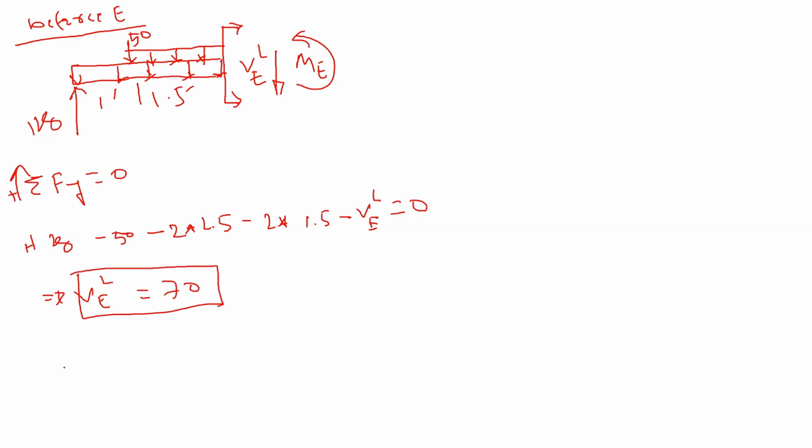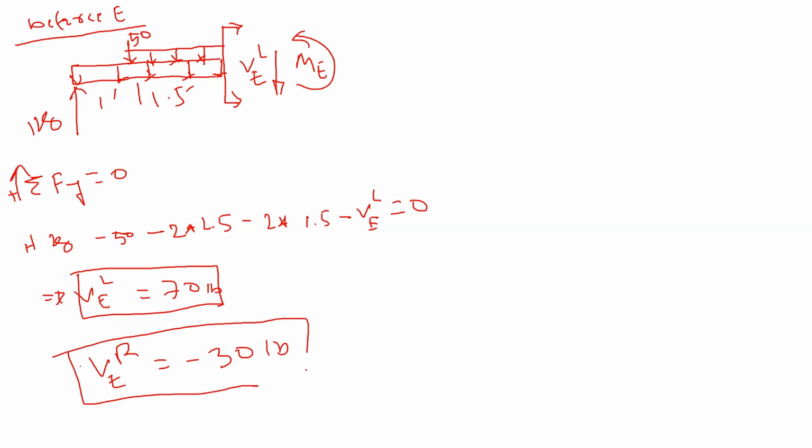I'm not going to show you all that, so I'm going to just write VER. I calculated negative 30 pounds. And then the moment was calculated as ME was calculated 236.5 pound-feet.